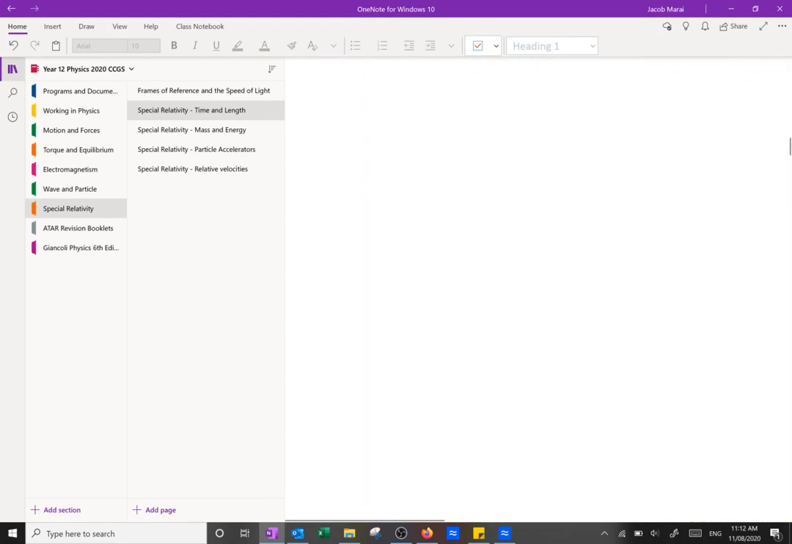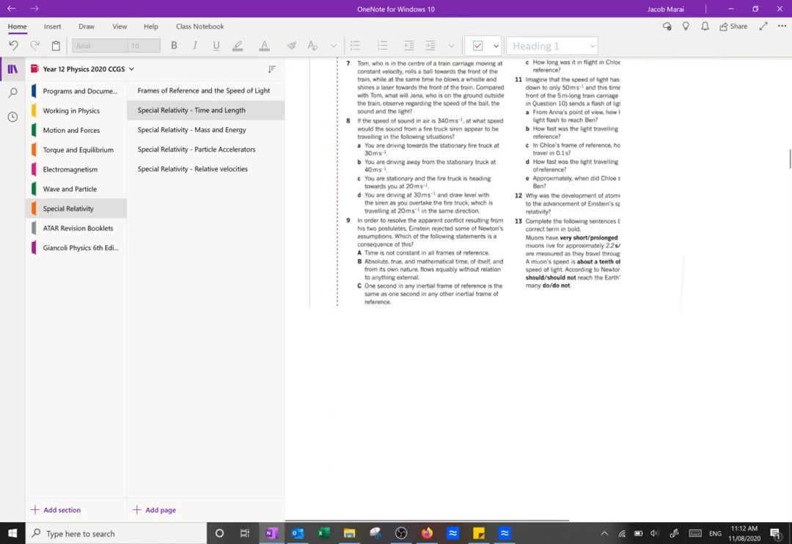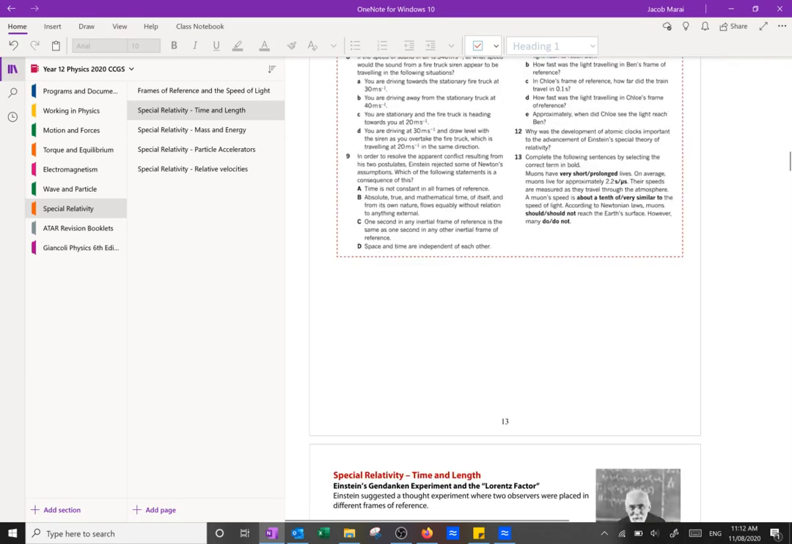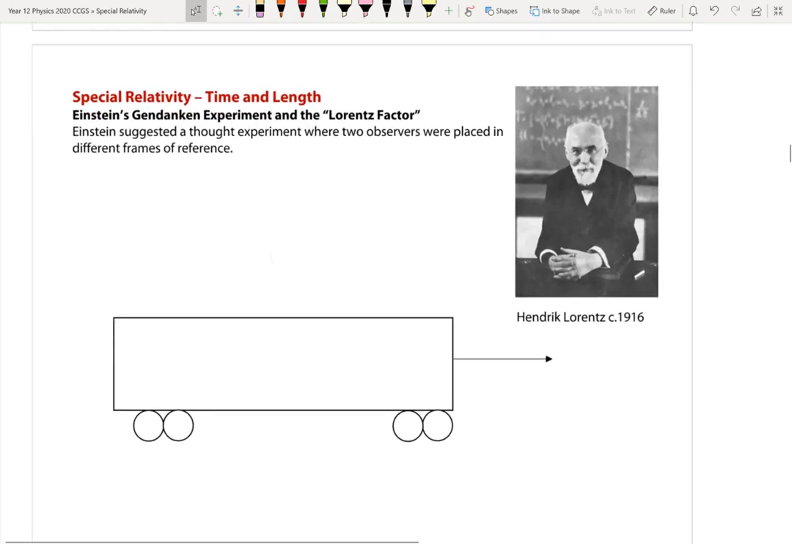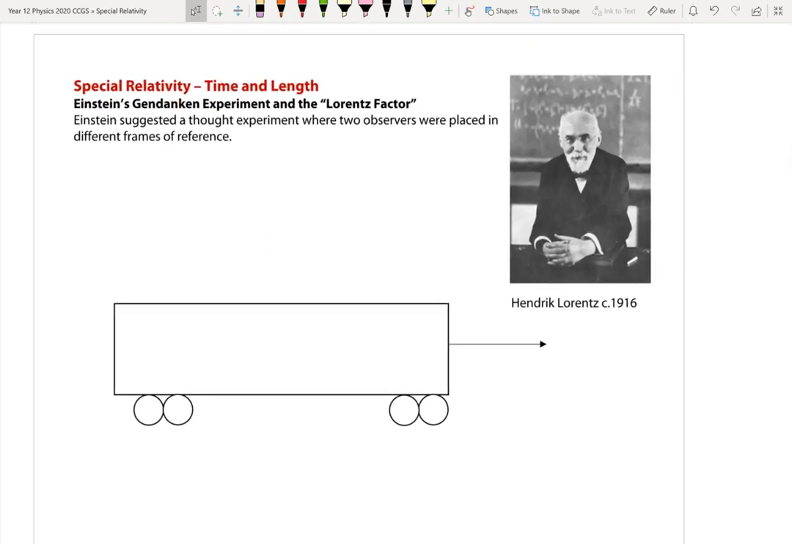Oh, hang on. Let's go to page 14. Hendrik, there he is. All right, here is Hendrik Lorentz, a famous mathematician. It was named after him, but it was basically Einstein that was doing all the hard thinking. So we're going to set up another Gedankenexperiment. There are lots of different derivations of the Lorentz factor.